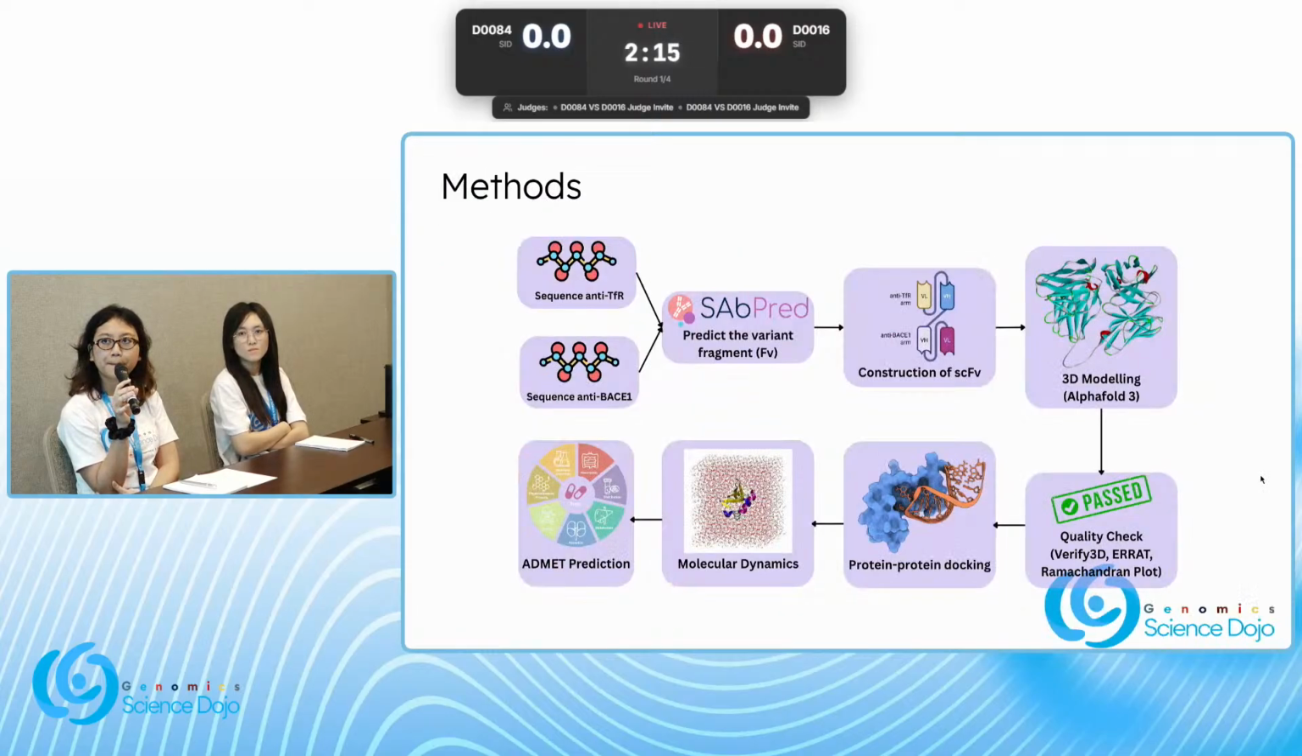So we gathered sequences of anti-TFR and anti-BACE1. Then we predicted the variable fragments of these two arms. We constructed those into one construct. Then we 3D modeled with AlphaFold. We also verified the quality using Verify3D score, ERRAT error score, and Ramachandran plot. We also did protein-protein docking between the construct and the transferrin receptor, and the construct and BACE1 itself. And then we will do molecular dynamics and predict the ADMET.